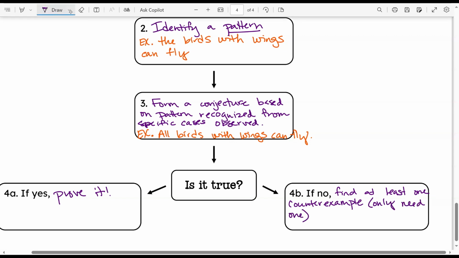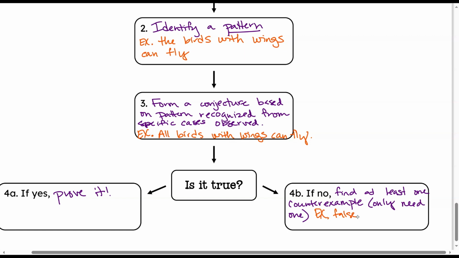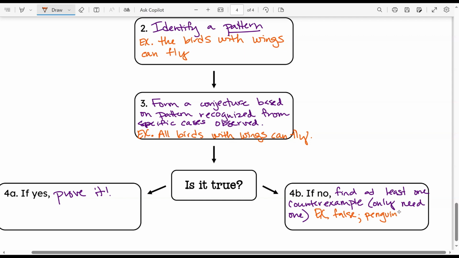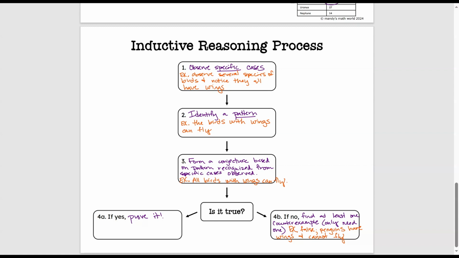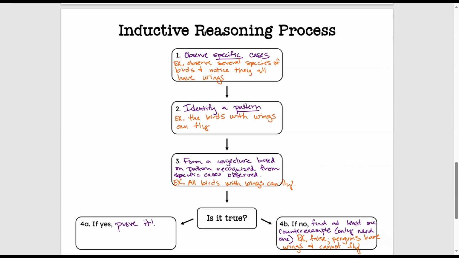In this case, we know that not all birds with wings can fly because penguins have wings and they cannot fly. So that's our example here. We're going to say it's false. Penguins have wings and cannot fly. This is just your graphic organizer that we've used to go over the process of inductive reasoning. This concludes your notes over making conjectures using inductive reasoning. I hope it was helpful.